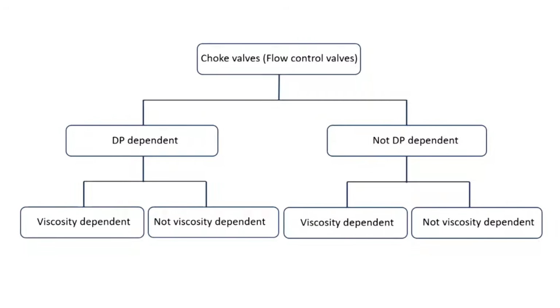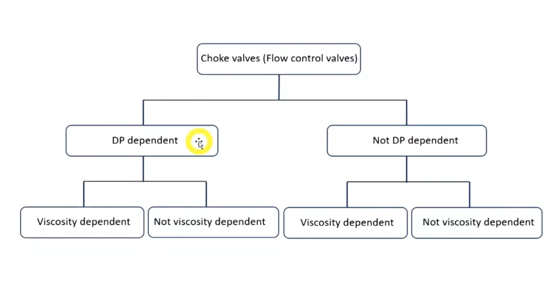Choke valves are divided into two main groups, where we have valves that are dependent on differential pressure and valves that are not. Those that are DP dependent will witness a change in flow if there is a change in the system pressure, even if the setting on the valve remains unchanged. Let's assume that this is 10 litres per minute. What would happen then if the pressure in the system changes?